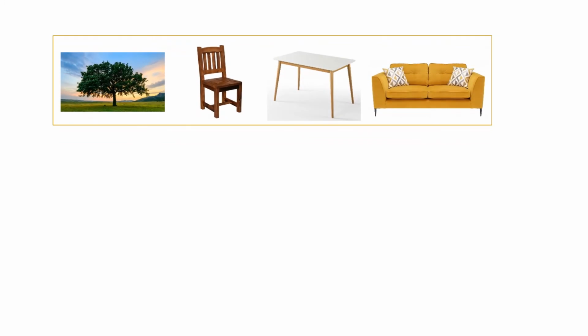Tree, chair, table, and sofa. Which is the odd one out? A tree. All the other pictures are furniture. A tree is not furniture, and that is why it is the odd one out.